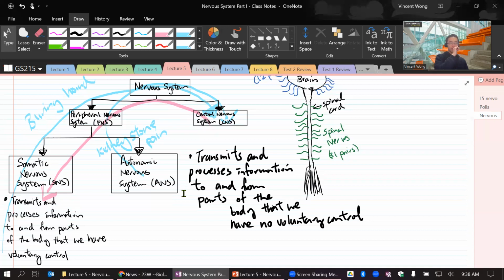Okay, sorry, can you clarify that or rephrase the question? Just want to make sure that I understand. Are you saying, is pain always originating from SNS? A heartburn, okay. So it's not so much about the acid or the pain itself, but the fact that the pain is happening in an organ that we have no voluntary control over. That's why it is the ANS. Does that make sense? Okay.